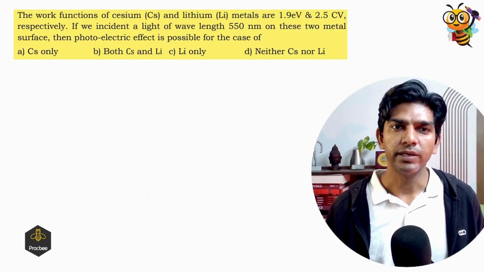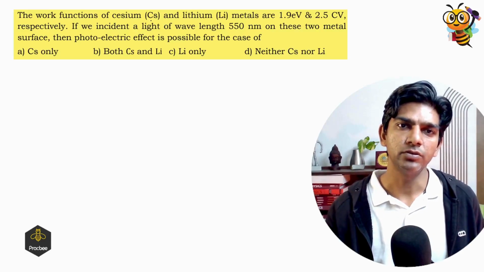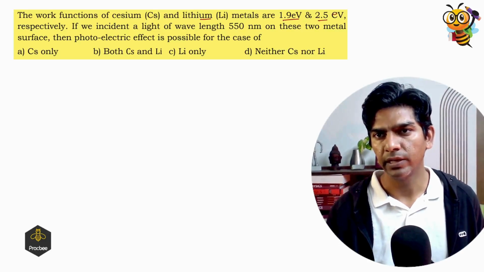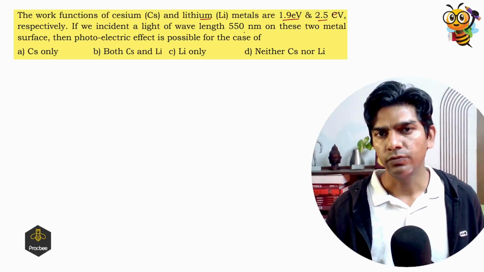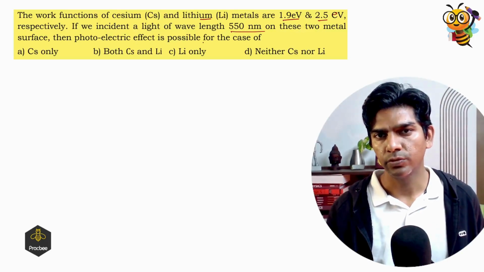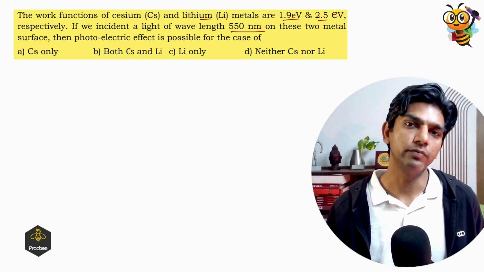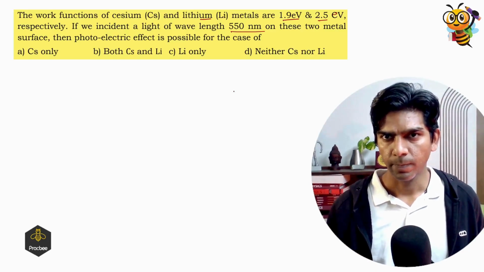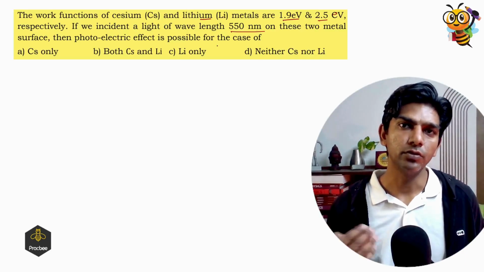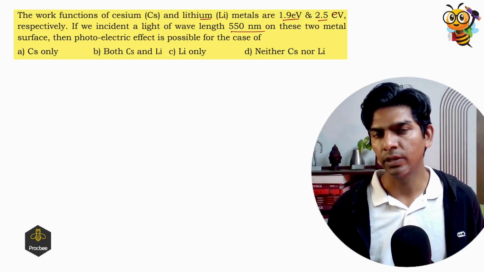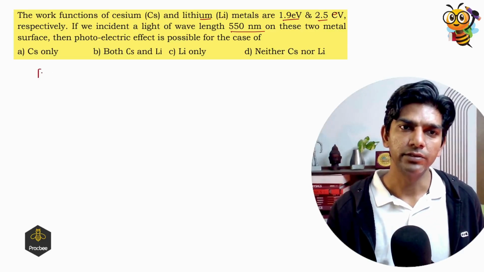So the next question is based on the photoelectric effect. The work functions of cesium and lithium metal are 1.9 electron volt and 2.5 electron volt. If we incident light of wavelength 550 nanometer on these two metals, then photoelectric effect is possible for the case of. So basically we have to check whether the energy of the incident light is greater than the work function or not, right? If the energy of the incident light is greater than the work function, then it will be able to carry out photoelectric emission, otherwise not. So let us find the energy of the incident photon in electron volt.